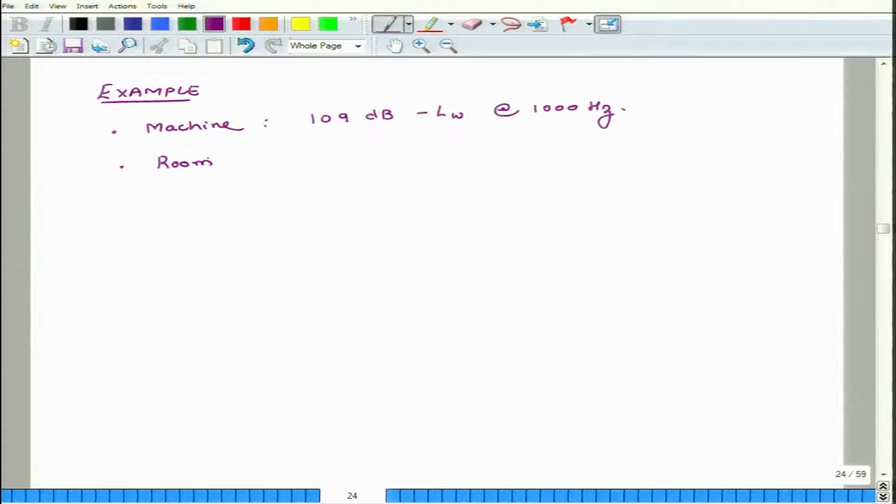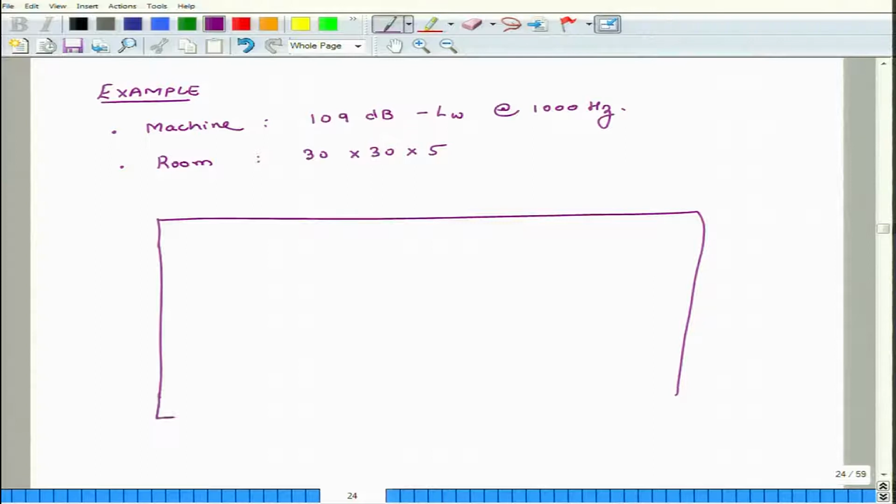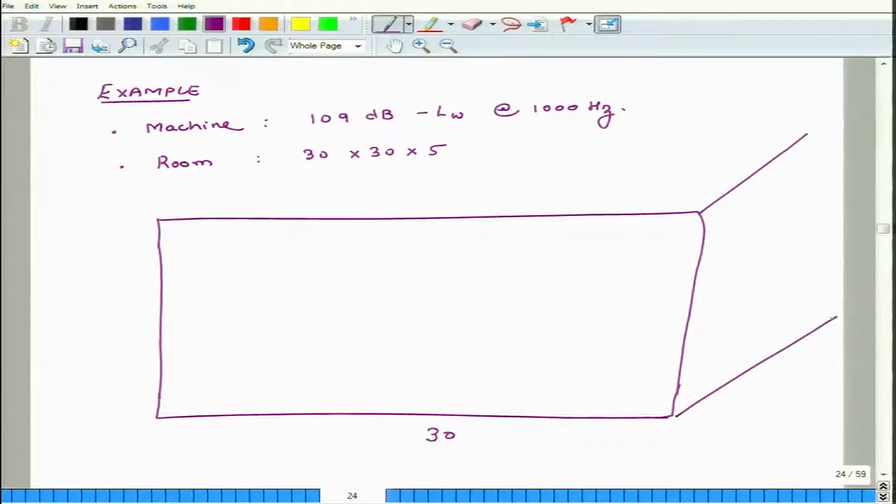The dimensions of the room are 30 by 30 by 5 meters. Okay. So, we will actually draw it. So, this is 30 and this is 30 meters wide. So, it keeps on continuing on the back and the height is 5 meters. And let us say the machine is somewhere here.